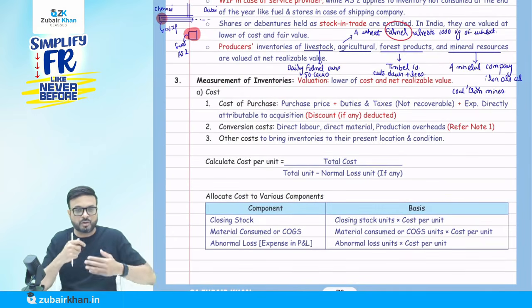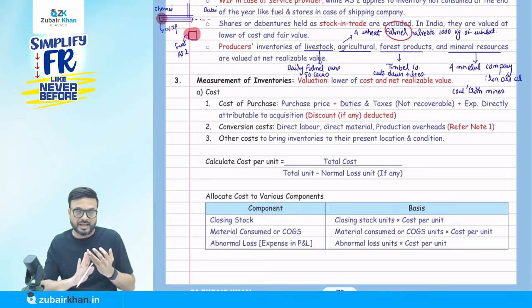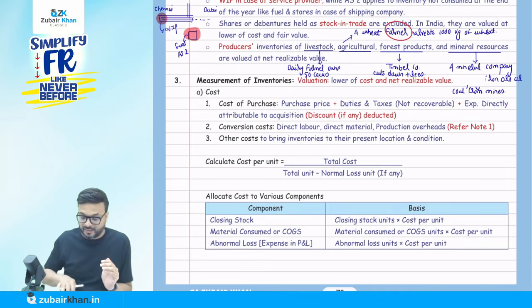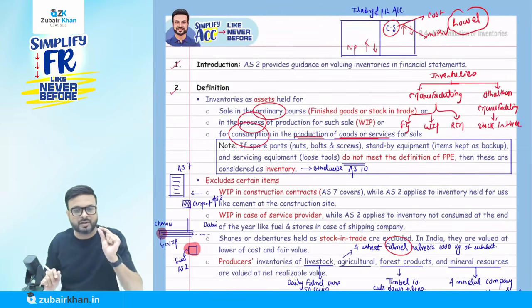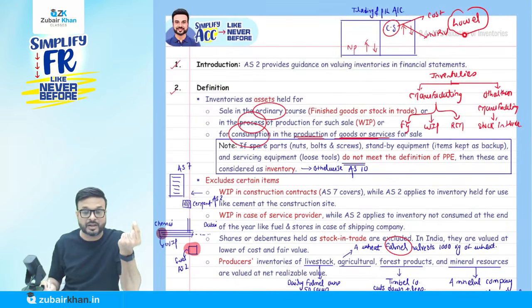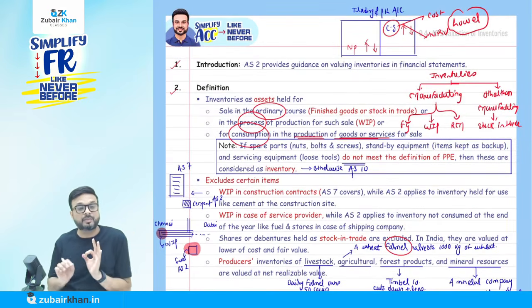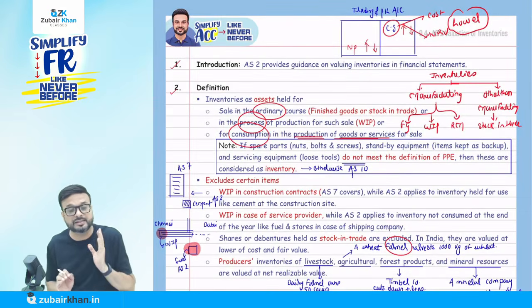So I will explain what you mean by cost, and I will explain what you mean by NRV. But before that, I want to tell you the logic. Even though it's a revision video, I will still try to convey why lower. There is a basic accounting concept called conservatism.